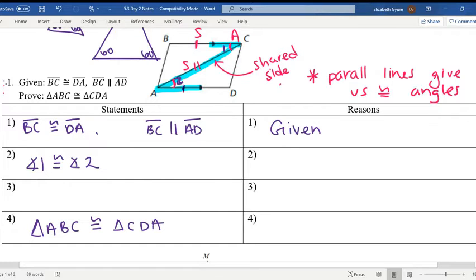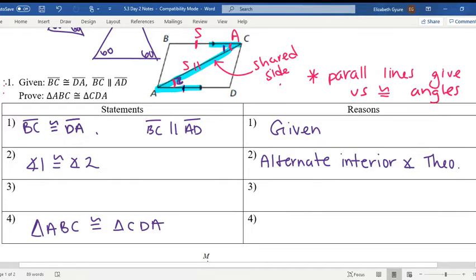Yeah, good, Gannon. These are alternate interior angles. So we say the alternate interior angle theorem. And you can abbreviate that. I'm just writing it out so we remember. That's the alternate interior angle theorem.